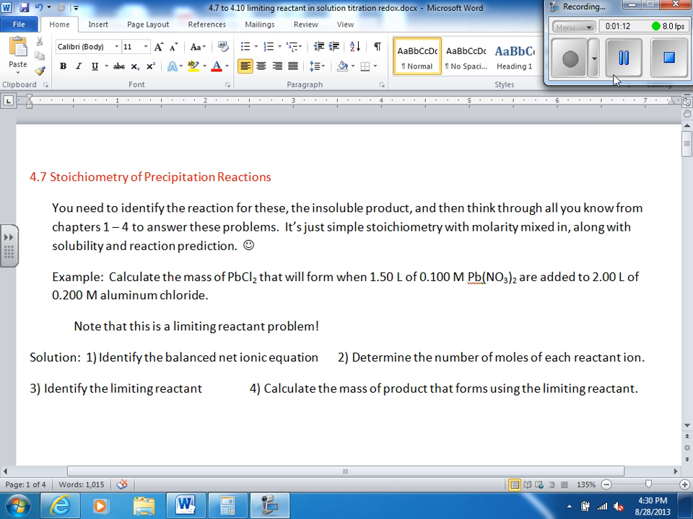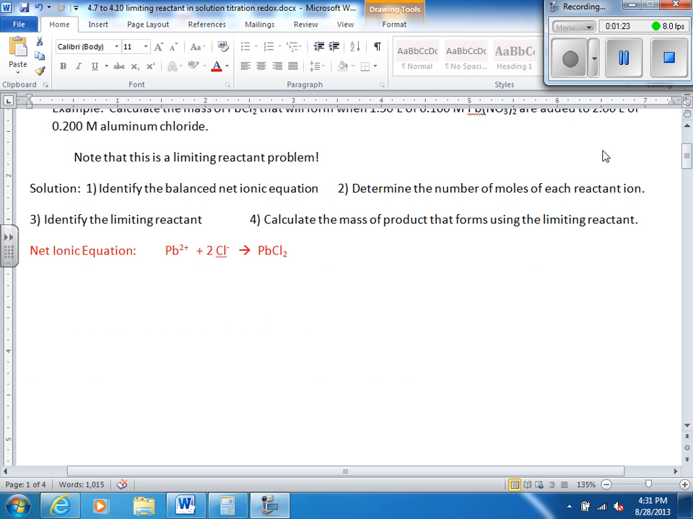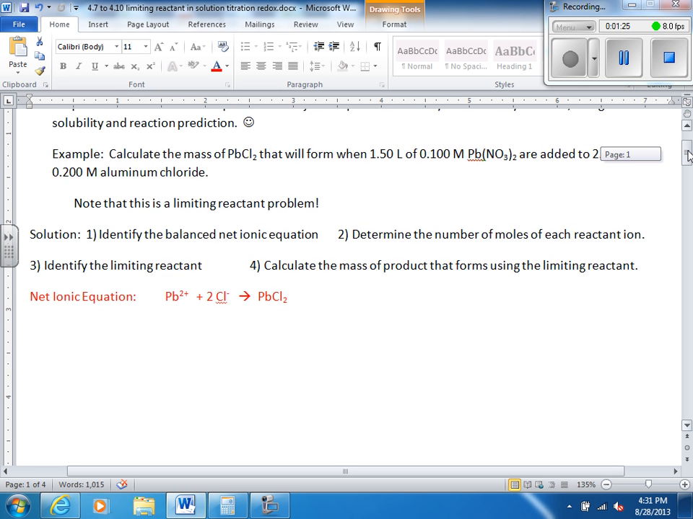So I'm going to pause this now. You're going to pause, and I'm going to reveal the balanced net ionic equation. But you're going to pause this and do that part yourself on your own paper. Try it. And there it is. There's our net ionic equation.